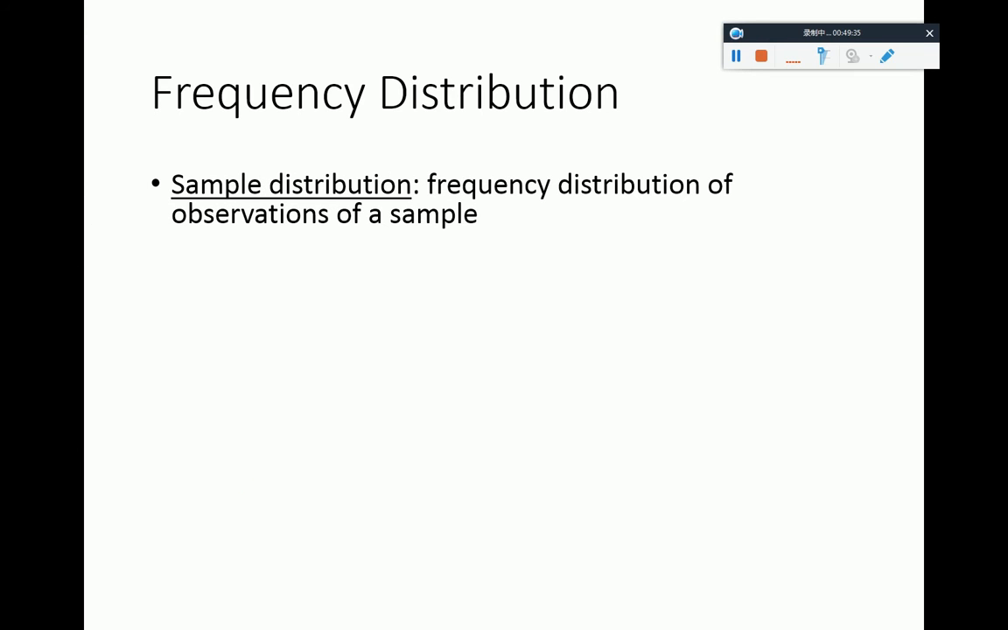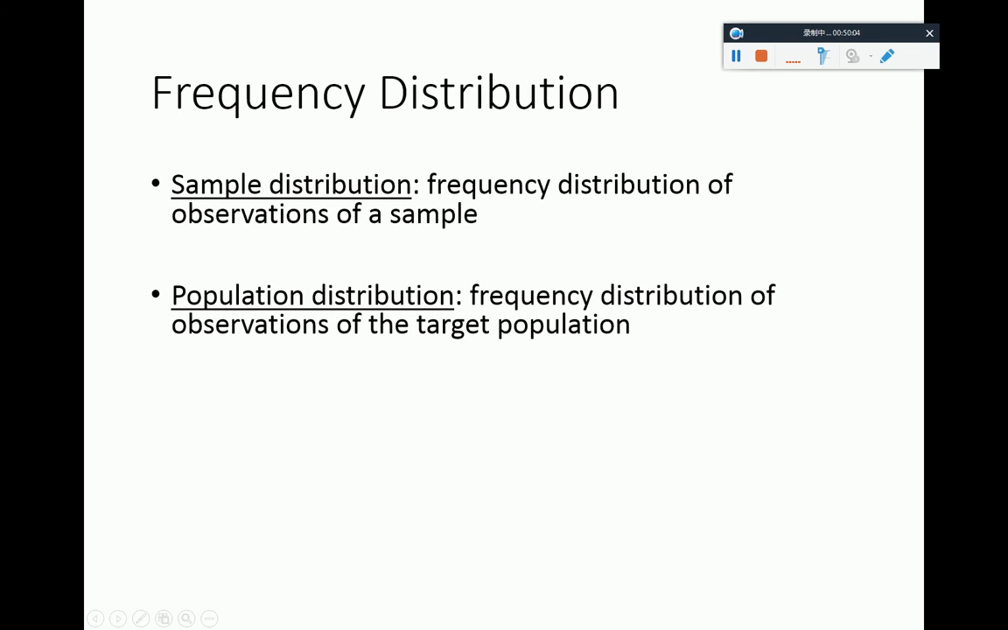So now we understand distribution, right? A description of how values are distributed across a sample, or the listing of the number of occurrences of certain values in a sample, out of the total amount of occurrences. We can talk about sample distributions, which will be the frequency distribution of observations of a sample, and then we can talk about population distribution. That is the frequency distribution of observations of the target population.